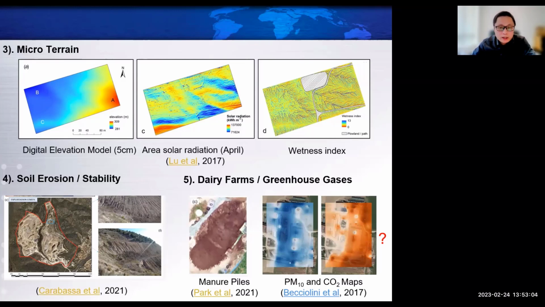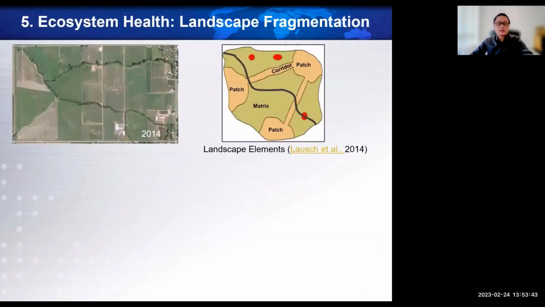Another important topic that can potentially be worked on with remote sensing is greenhouse gases. Here, some other researchers mounted sensors to measure PM10 or carbon dioxide on drones, and they flew the drones into the air to measure PM10, carbon dioxide, or other greenhouse gases around a dairy farm. Then they can understand how much greenhouse gas is generated from such dairy farms. Okay, so these are some other soil health related works that can be done with remote sensing.